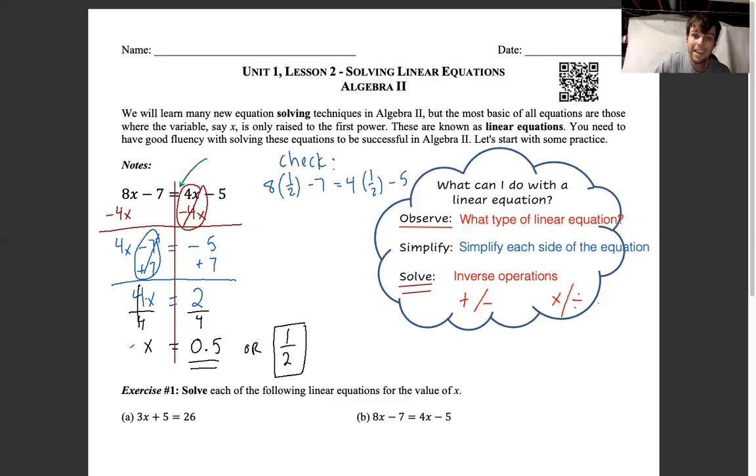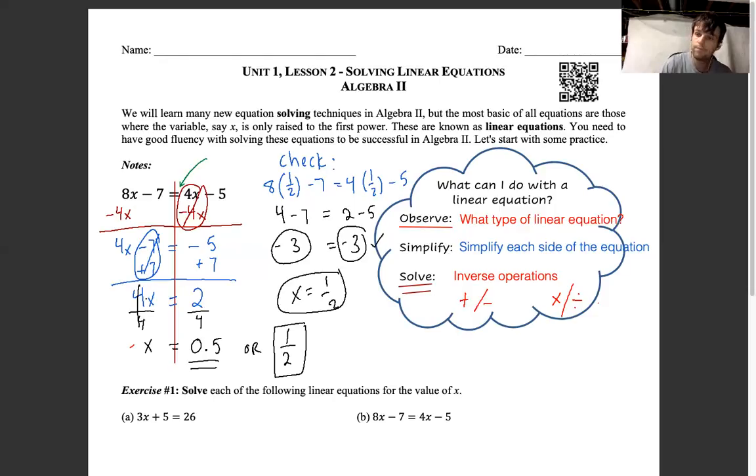8 times 1/2 is 4 minus 7. 4 minus 7 is -3. Okay, so that's what I got, -3 on the left-hand side here. And I have 4 times 1/2 is 2 minus 5. 2 minus 5 is also -3. So I got -3 is equal to -3. That verifies my equation. That was the proper solution. So my answer, x equals 1/2, is correct. Again, it doesn't really hurt you to check it. You might as well do it, especially on a quiz or a test or something.